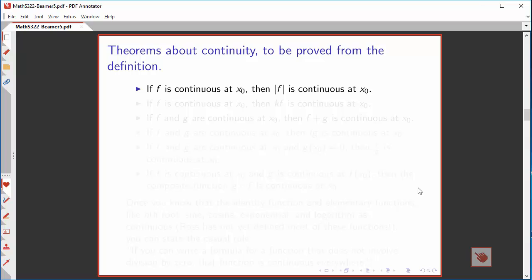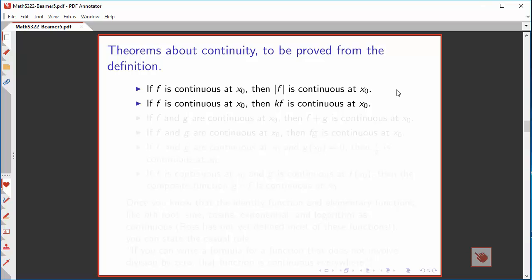Armed with this definition, we can prove lots of useful theorems. First one, if a function f is continuous at x0, then so is its absolute value. By the way, the converse of this statement is not true. Think of the function that is -1 for negative numbers, +1 for 0 or positive numbers. That function is definitely discontinuous at 0, but its absolute value is the constant function 1, which is continuous.